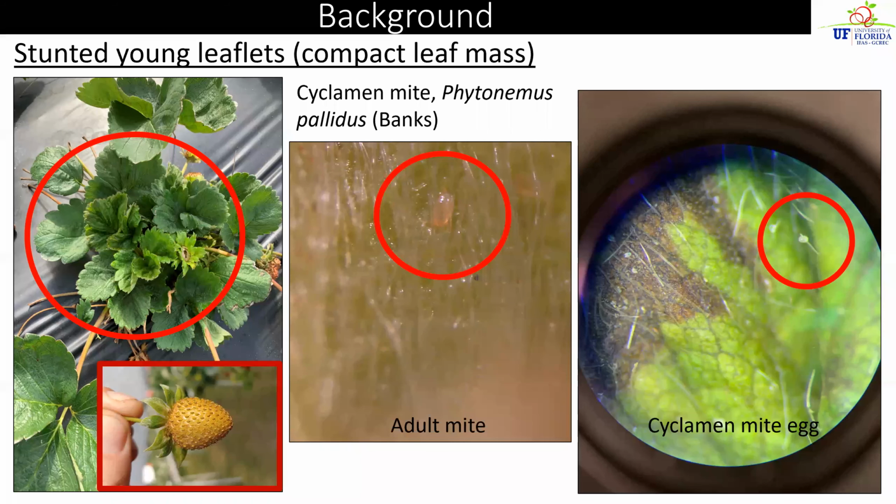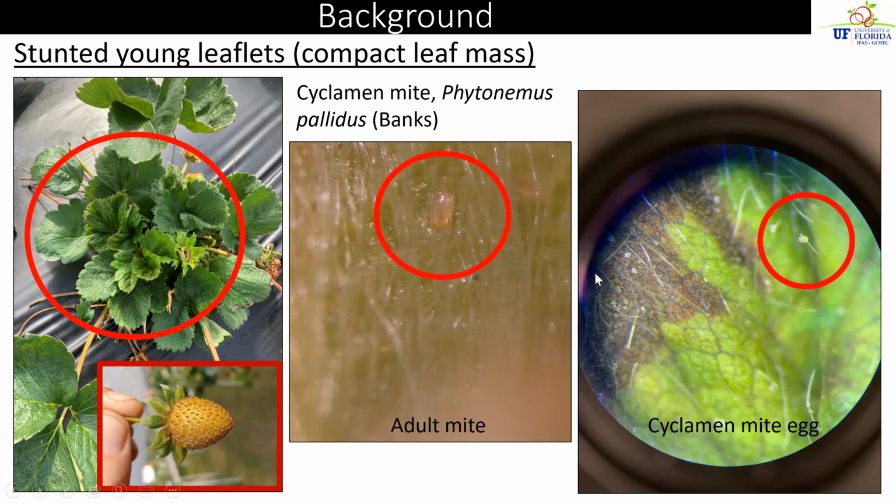Cyclamen mites are also a pest of concern since they hitchhike on transplants from nurseries. They feed on young folded trifoliates, leading to stunted leaflets in the center, also called the compact leaf mass formation. Adults, nymphs, and eggs can be found underneath the fruit calyx. Damaged fruits turn bronzed and crack, just like from thrips feeding.